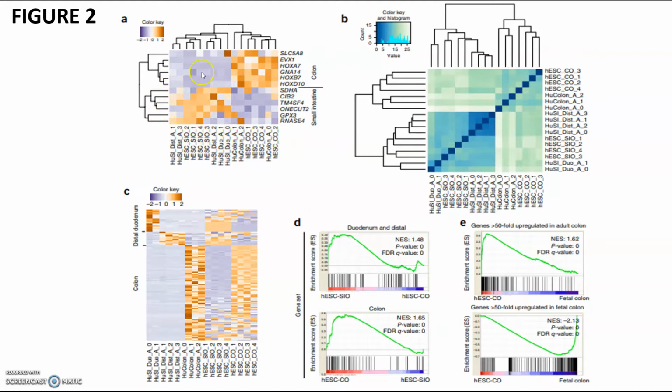And then if we go to Figure 2B, we have an unbiased hierarchical clustering, confirmed that human embryonic stem cell derived colonic organoids closely resemble human colon, whereas human embryonic stem cell derived small intestine organoid closely resemble human duodenum and distal small intestine. So we have our distal, our small intestinal organoids again, and our duodenum, and then we have our colon, and then we have our duodenum, small intestinal organoids, our distal, and then we have our colon again.